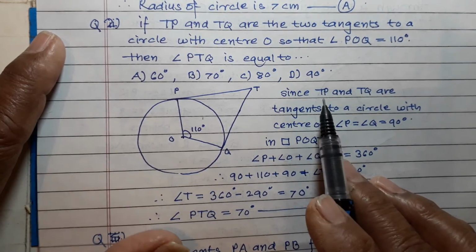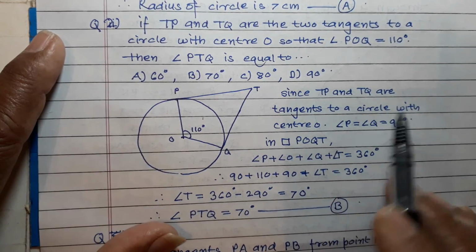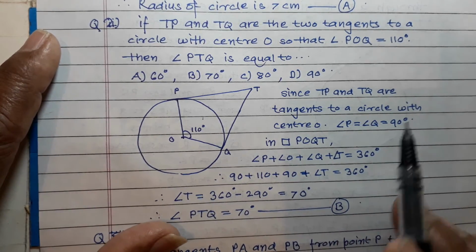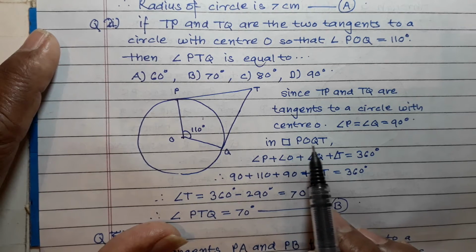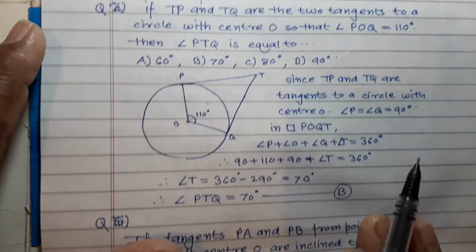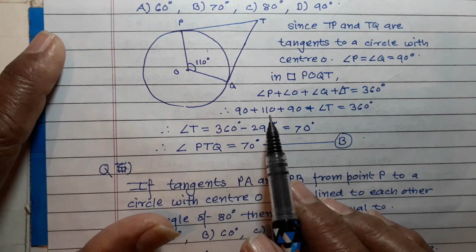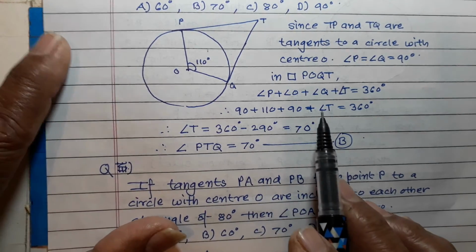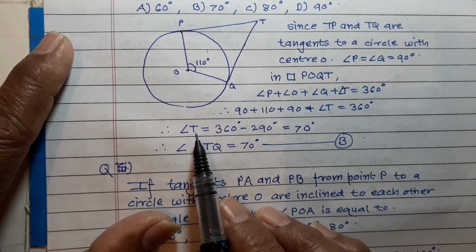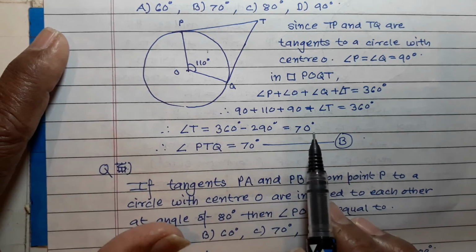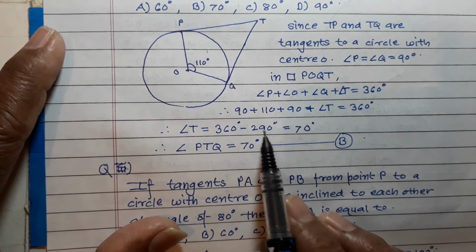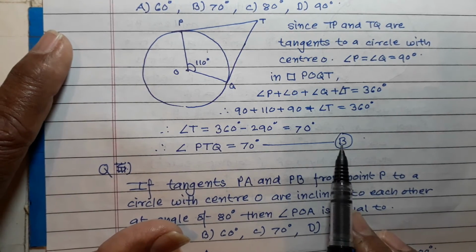Since TP and TQ are tangents to a circle with center O, angle P is equal to angle Q is equal to 90 degrees. In quadrilateral POQT, angle P plus angle O plus angle Q plus angle T is equal to 360. Therefore 90 plus 110 plus 90 plus angle T is equal to 360, and angle T is equal to 360 minus 290, which gives you 70. Therefore angle PTQ is equal to 70 degrees. So the correct answer is option B.